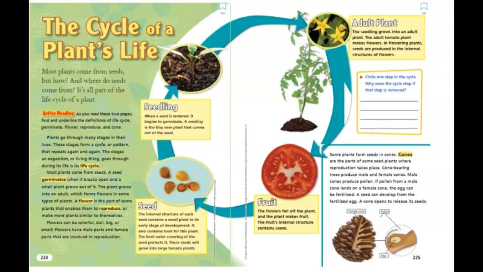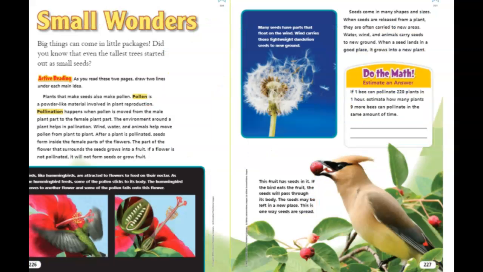Cone-bearing trees produce male and female cones. Male cones produce pollen. If pollen from a male cone lands on a female cone, the egg can be fertilized. A seed can develop from the fertilized egg. A cone opens to release its seed. Small wonders. Big things can come in little packages. Did you know that even the tallest trees started out as small seeds?